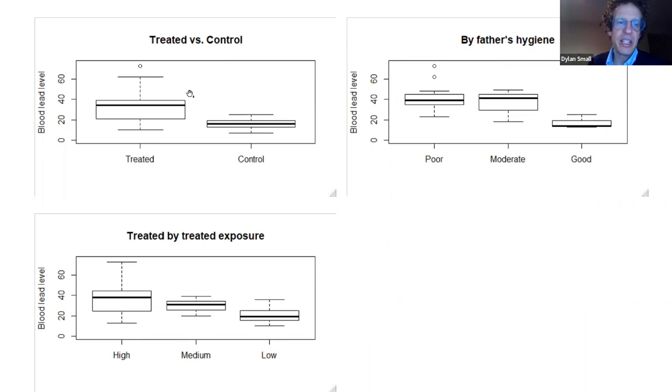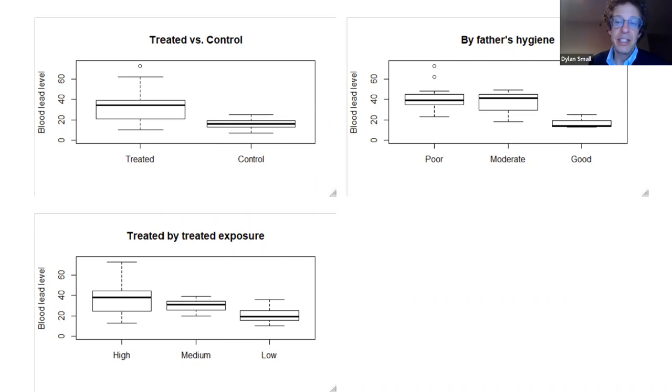So let's go back to the lead example. We had three parts of our laboratory theory. The first was comparing treated to control, and these are the blood lead level box plots. First of all, this study was done in the late 70s, so the blood lead levels were a lot higher than today. Today the CDC says they're worried about a lead level of 5 micrograms per deciliter. Even the controls are out at a median of over 15.